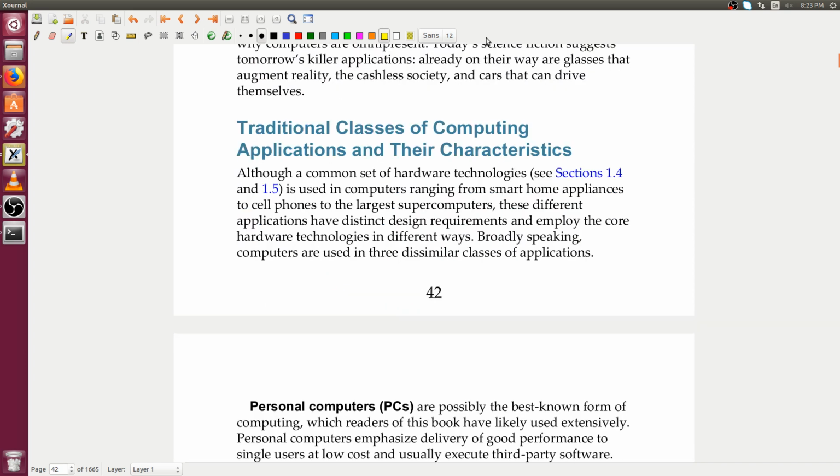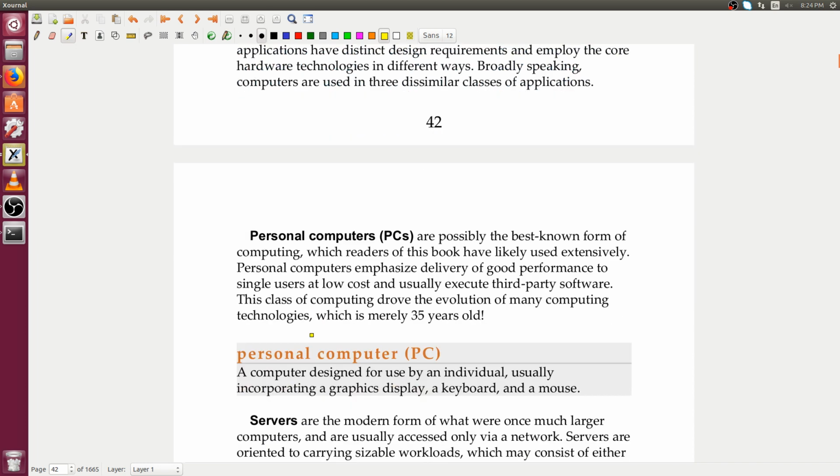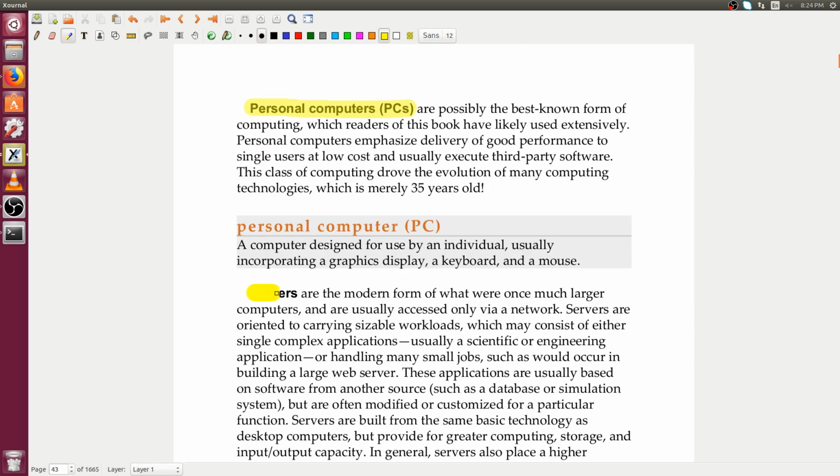So let's see. Traditional classes of computing applications and their characteristics. Although a common set of hardware technologies is used in computers ranging from smart home appliances to cell phones to the largest supercomputers, these different applications have distinct design requirements and employ the core hardware technologies in different ways. Broadly speaking, computers are used in three dissimilar classes of applications. Okay. So we have personal computers, which is something that everyone is probably familiar with. We have servers.